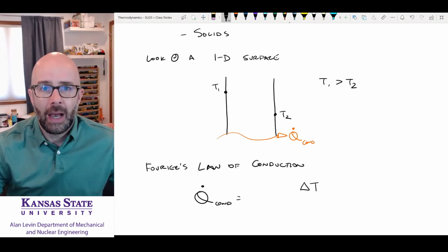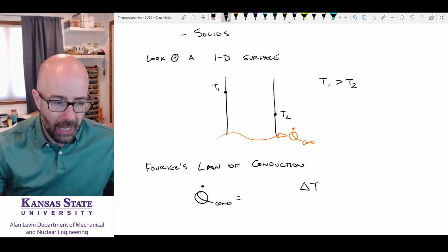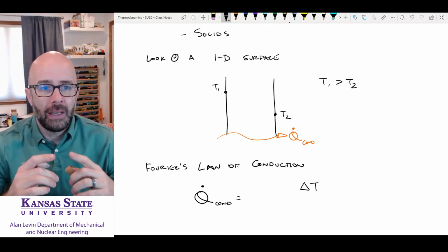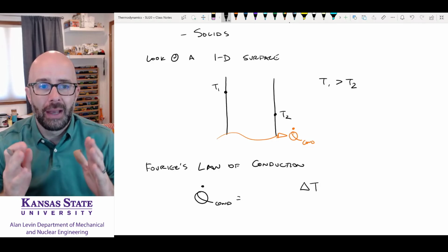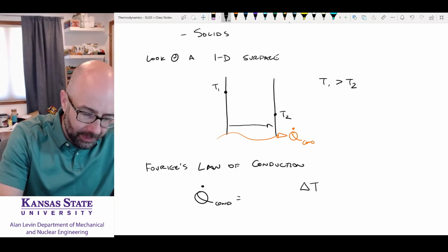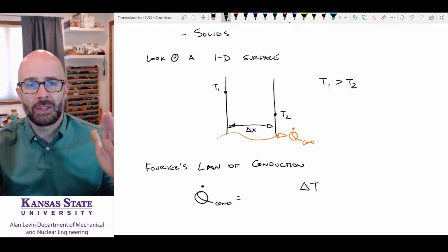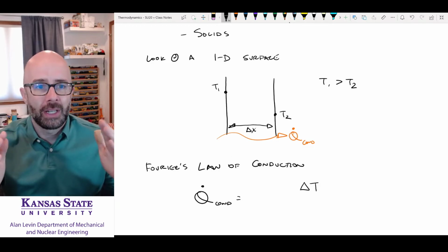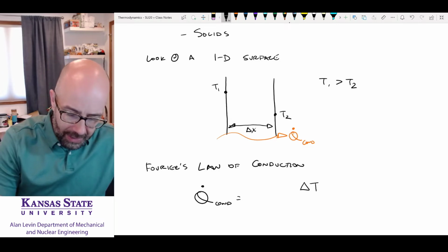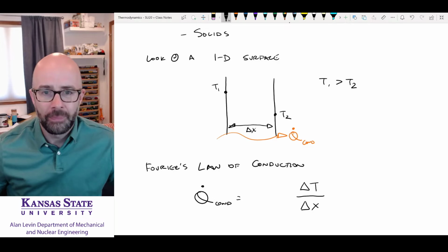Okay. What else does there need to be for conduction? Well, it makes sense that the heat is going to be inversely proportional to the thickness of this solid. So we have this distance, delta x. If you have a really thick solid, it's not going to be as much conduction as if you have a really thin solid. It's going to go through it really, really fast. So we're going to say this is inversely proportional to delta x.